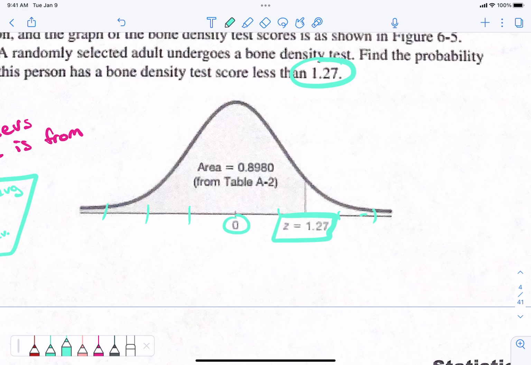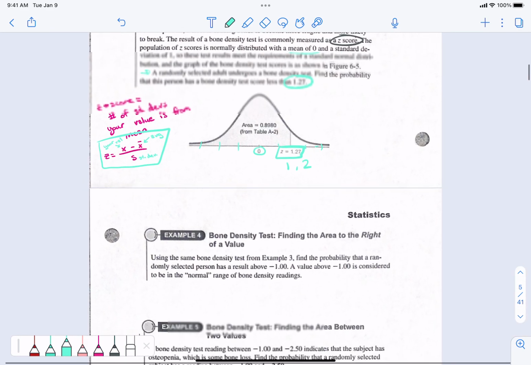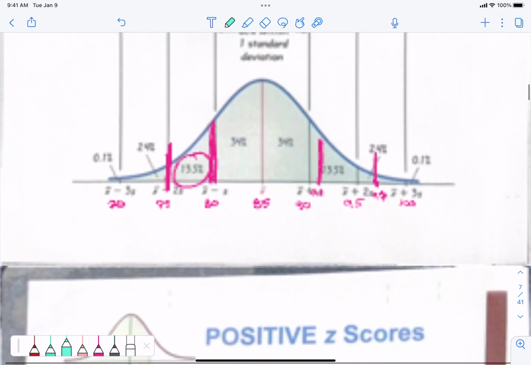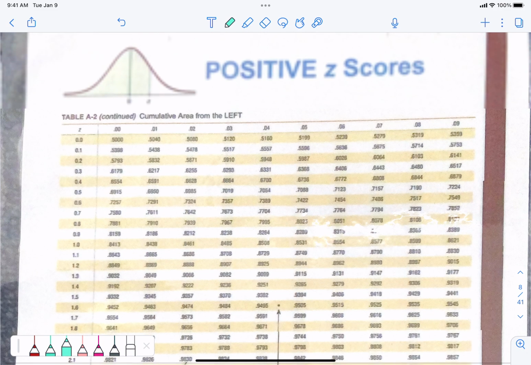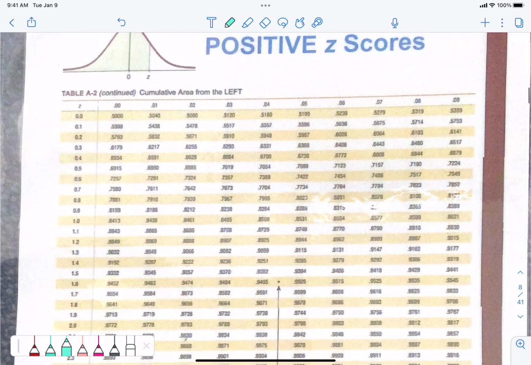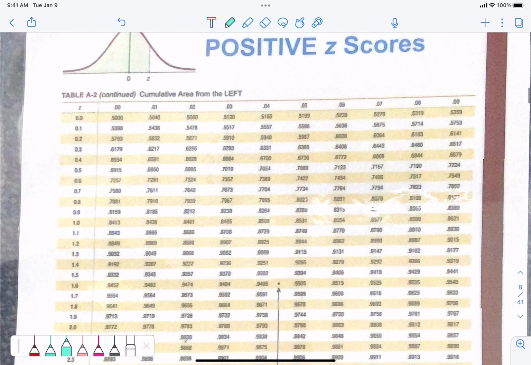If this number was 1 exactly or 2 exactly, I could just use this easy chart and add the percentages together. But the fact that it's 1.27, I have to look at this chart. Now, here's the deal. There are 2 different sides to this chart. We're going to be using this chart because 1.27 is not a perfect 1 or 2 or 3 number. Those will all be perfect ones, the top part.